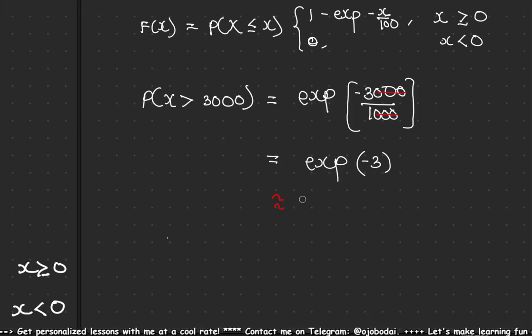You can punch this on your calculator and you are going to get an approximate value of 0.0498. And that becomes the probability that the components last for more than 3,000 hours. Now let's look at the next question.